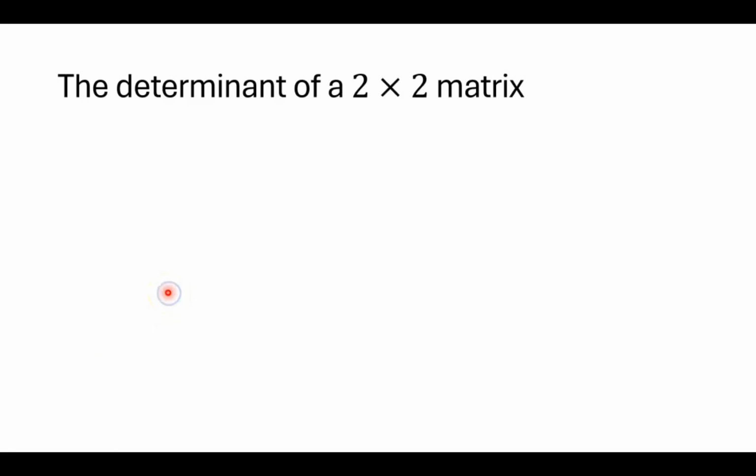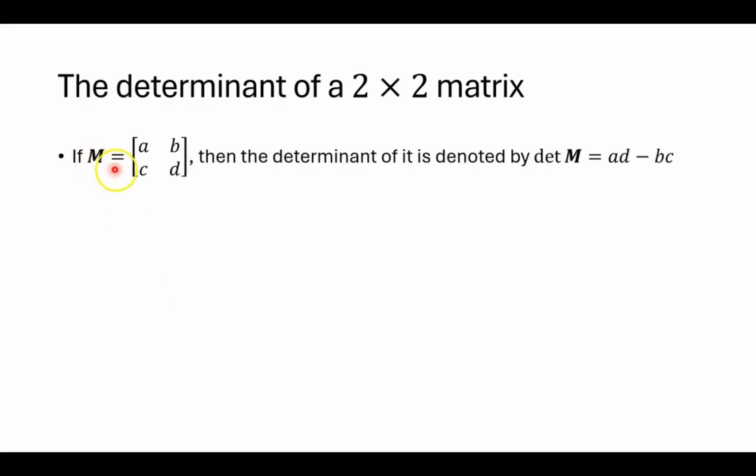So now we talk about the matrix multiplication, which is a big concept of this chapter. Now we are going to talk about the determinant of a 2 times 2 matrix, which is another big concept of this chapter. So if M is an arbitrary 2 times 2 matrix denoted by A, B, C, D, then the determinant of it is denoted by det M, which is AD minus BC. So it's the product of this diagonal minus the product of this diagonal.